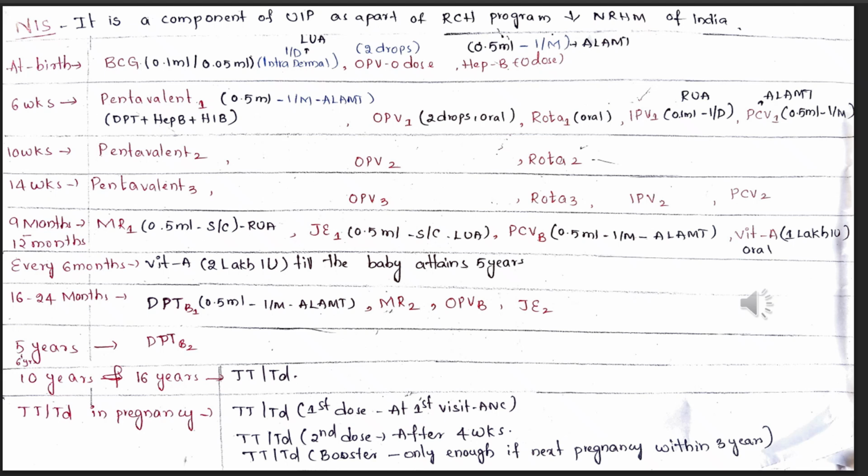Again, if the woman becomes pregnant within 3 years of the first pregnancy, then there is no need to give 2 doses of TD. Only one booster dose is enough if the woman becomes pregnant again within the next 3 years. So this national immunization schedule covers from birth to 16 years, as well as pregnancy. The government of India is giving all these vaccines free of cost in primary health centers, in health center sessions, and outreach sessions will also be conducted in Anganwadi centers or schools.